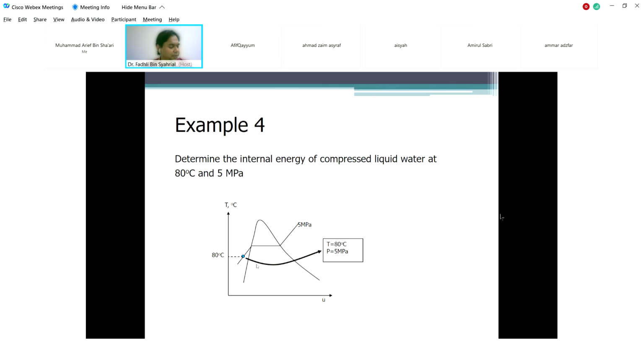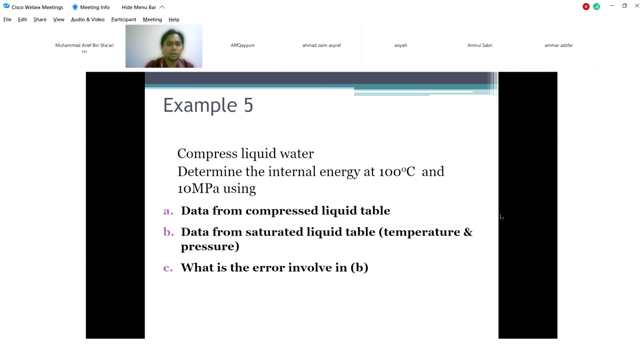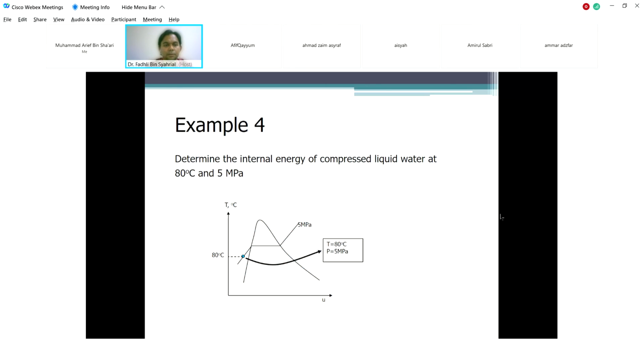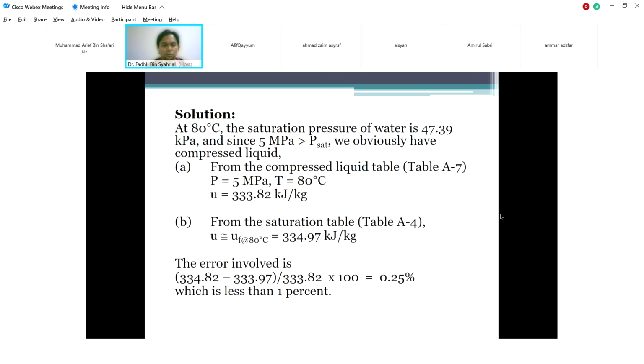For example here, let me check first. This is the main calculation. Okay, never mind. Let's look at example number 4. We have another 5 to 10 minutes. Example number 4: determine the internal energy of compressed liquid water at 80 degrees C and 5 megapascal. These are the solution.